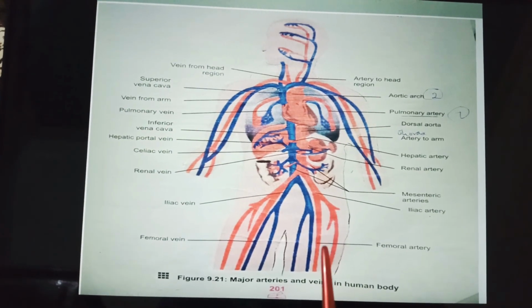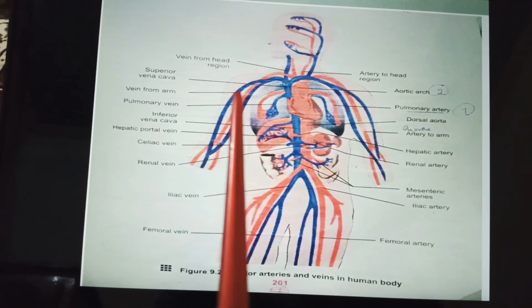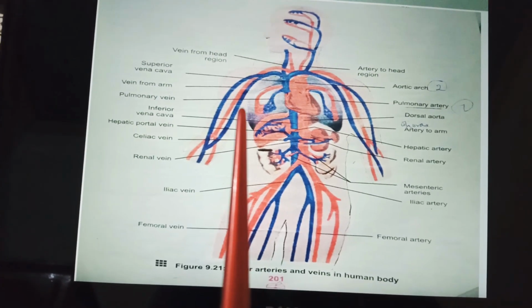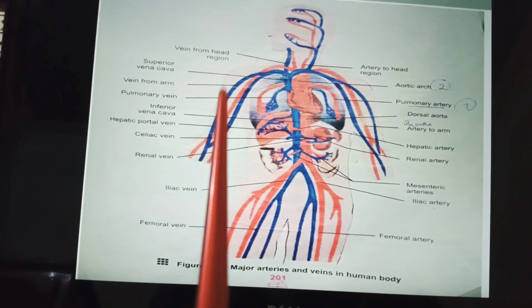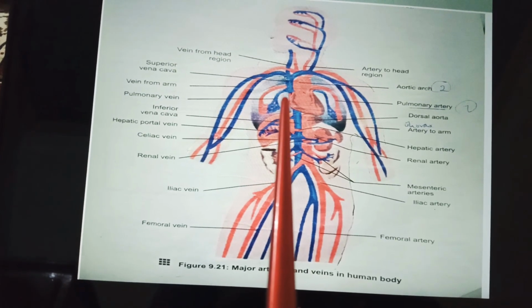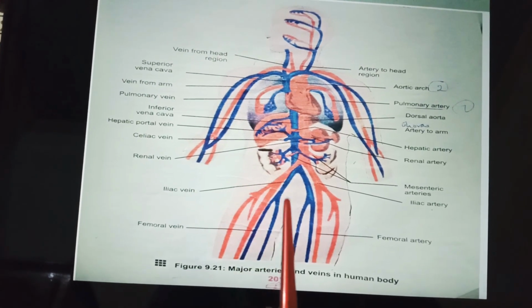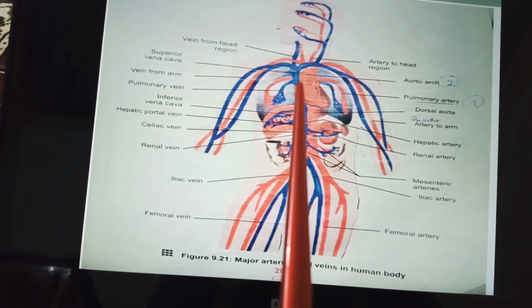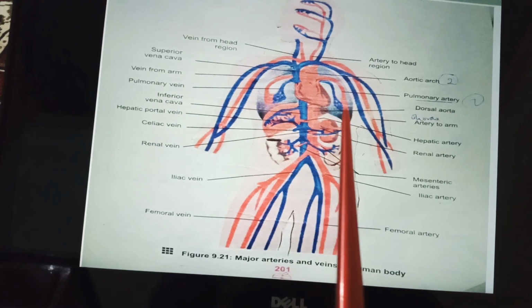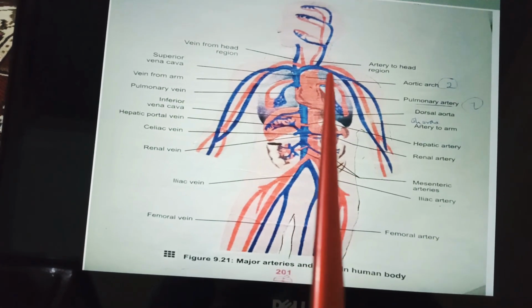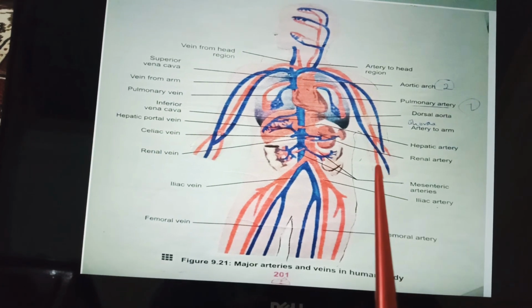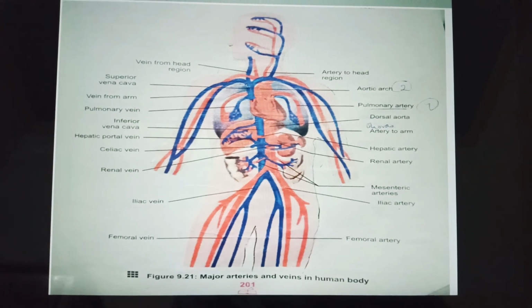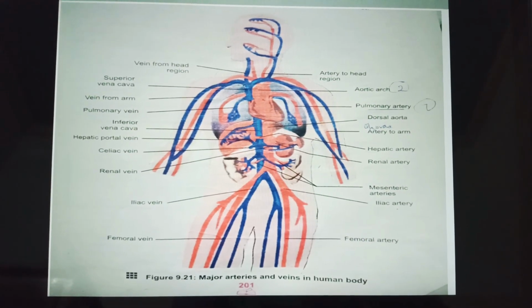The red vessels are showing arteries, while the blue vessels are showing veins. Veins carry blood towards the heart, as you are watching here, that all these blue vessels are coming towards the heart, and arteries carry blood away from the heart. So here are the arteries and they are going towards these body parts. So that was all about major arteries and veins in the human body.